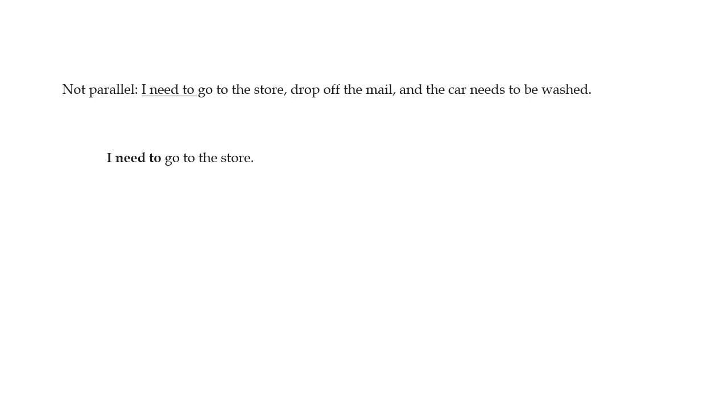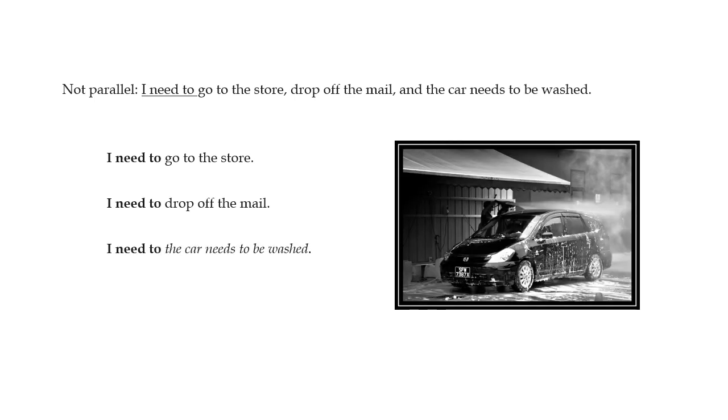So I need to go to the store. That's the first item in that list. That makes sense. I need to drop off the mail. That makes sense. The car needs to be washed. We can see how that doesn't make sense. That throws off the parallelism of that list. And so what would we need to do to fix that? So parallel, I need to go to the store, drop off the mail, and wash the car. That sentence has now been corrected.